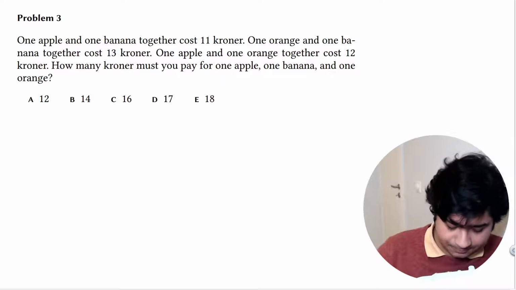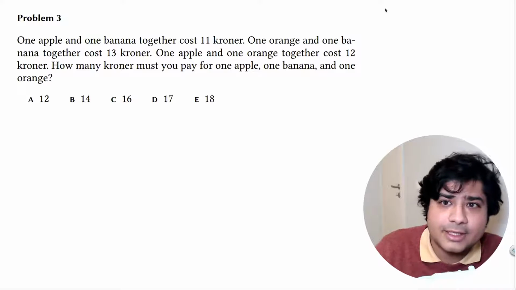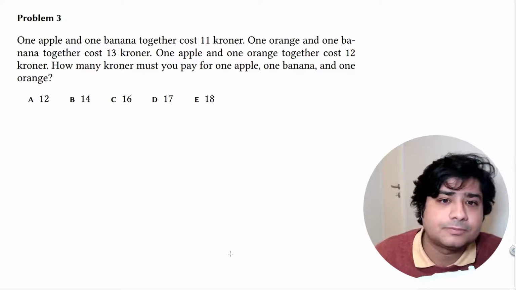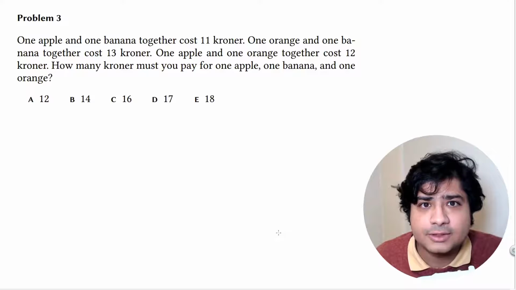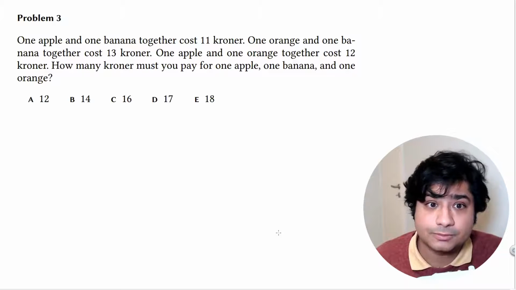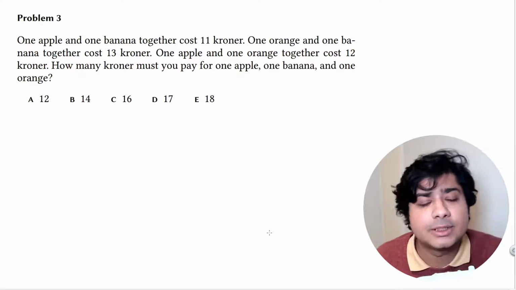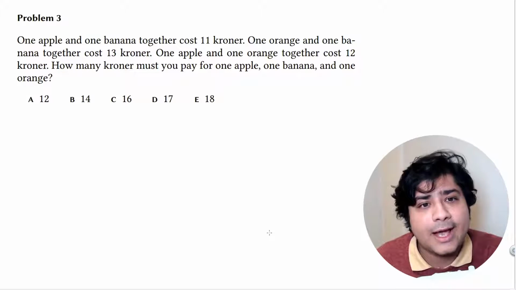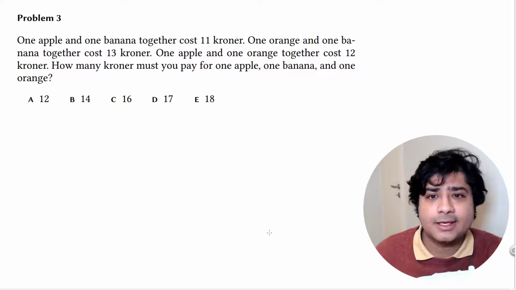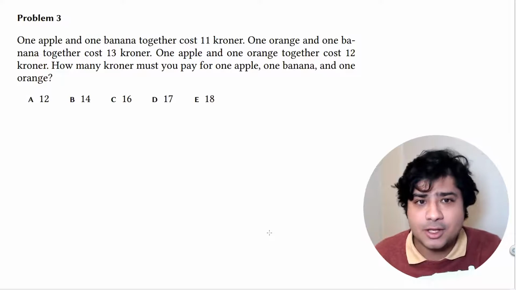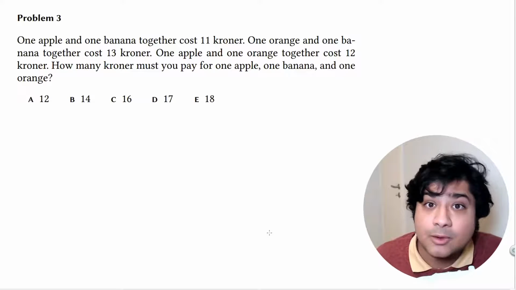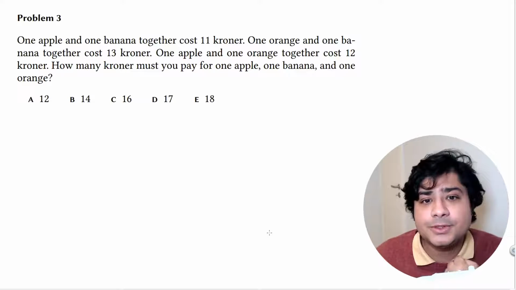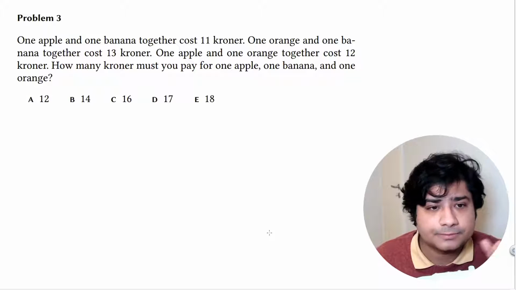Okay, so how to think about this problem? You're dealing with 3 different types of fruit, and you're given some information about how much they cost when you take a certain number of one fruit and another one, and then it adds up to some number. Let's try to write that in our own way using equations.